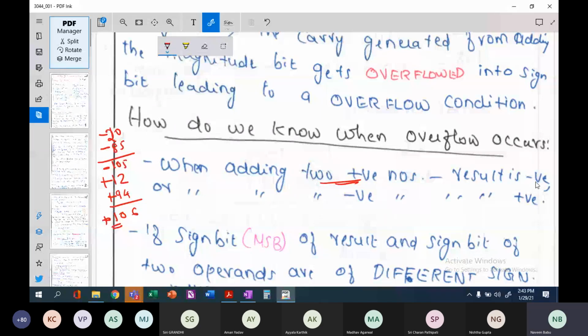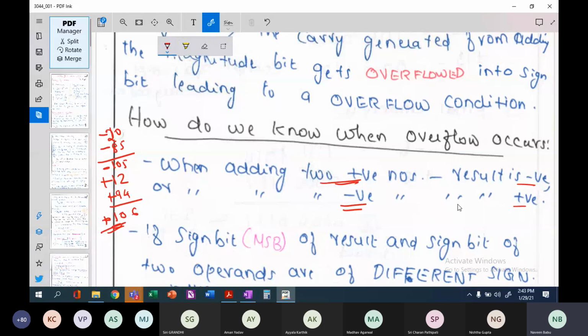When you are adding two positive numbers, your result must be positive, right? And at the same time, when you add two negative numbers, your result must be negative. But this overflow will alter your result, changing it from negative to positive and positive to negative respectively.